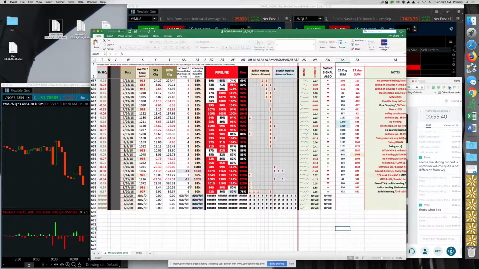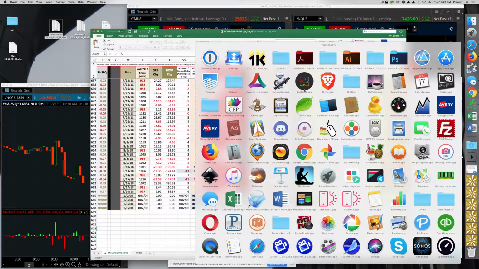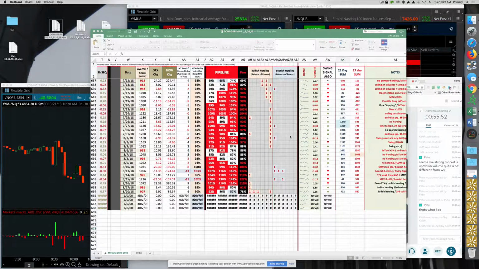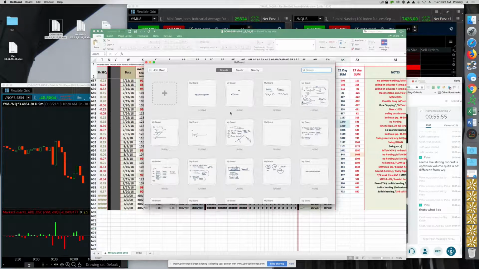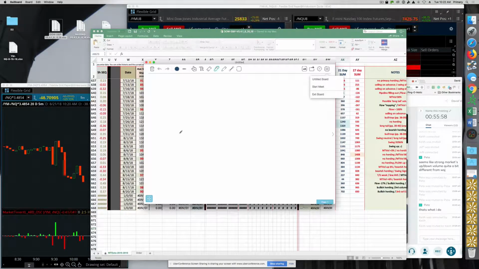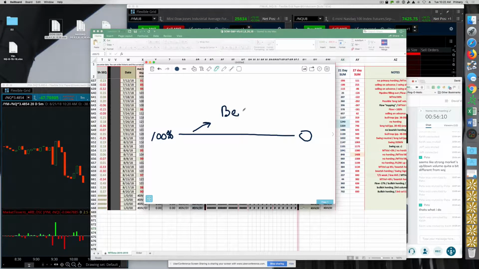But that 100% number is almost like a zero line. You can think of the 100% as a zero line from positive to negative. Let me just pull up my board here and I'll show you what I mean. So instead of thinking of it as 100%, you could think of it as a zero line. Once it's above that 100% or rising, that's very bearish territory. And when it's below 100% or that zero line, then it's bullish.